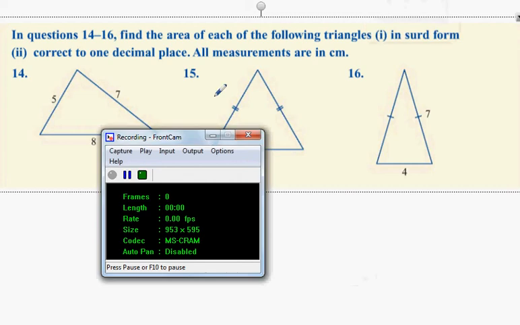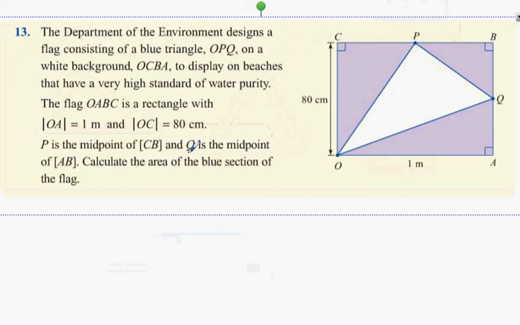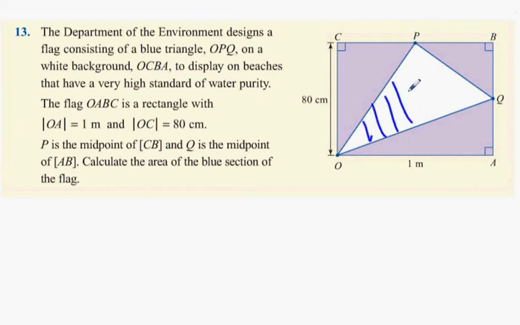Okay, what we're starting off with is question 13. The Department of Education Environment designs a flag consisting of a blue triangle OPQ. This is actually meant to be blue, but it's clearly white. It is to display on beaches that have a very high standard of water purity. The flag OABC, which is the rectangle, with OA being 1 meter.